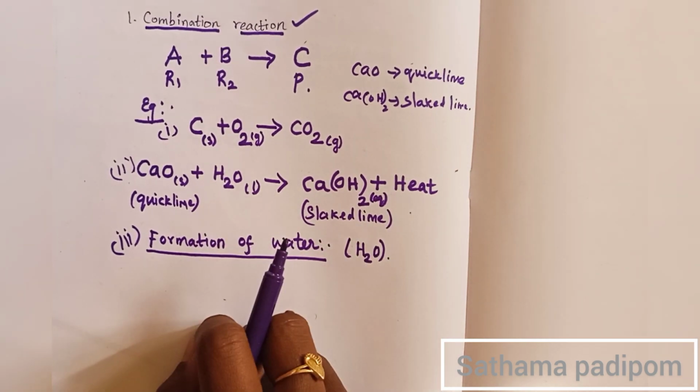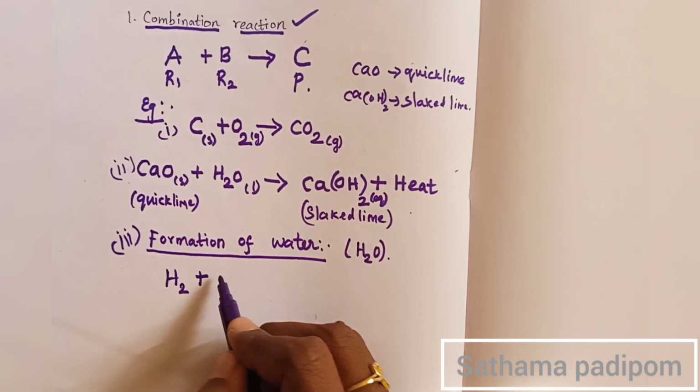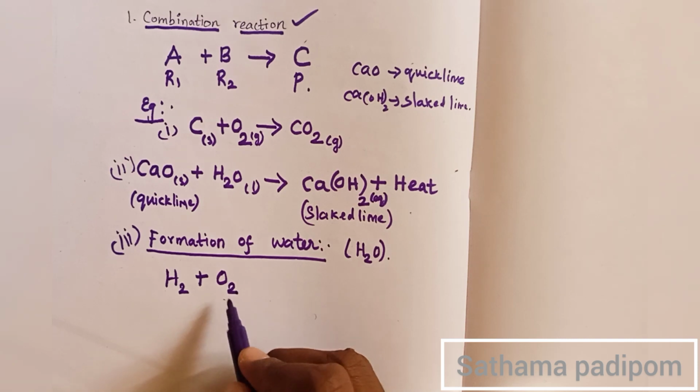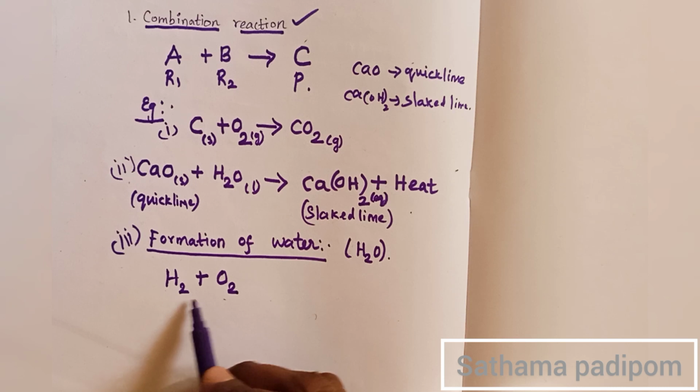Hydrogen and oxygen. So, we can write it. Hydrogen plus oxygen. I have mentioned already in the balancing equation itself. Why are we writing 2 here?